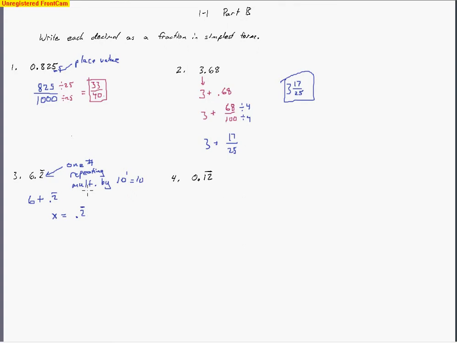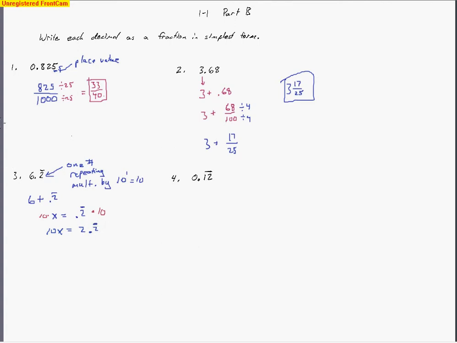Now we're going to take this and multiply it by 10, since there's only one number repeating. We're going to take this equation here, and I'm going to multiply this side by 10, and I'm going to multiply this side by 10. Now I'm left with 10x equals, and when I multiply this side by 10, the decimal point moves over one space, but it's still 2 repeating. See, now it's 2.2 repeating.